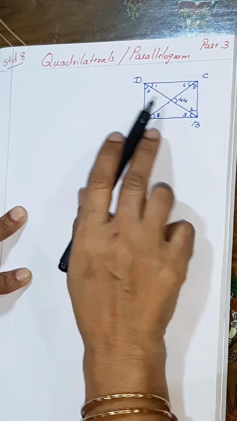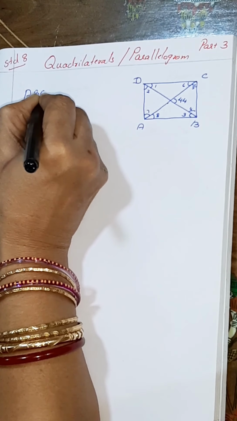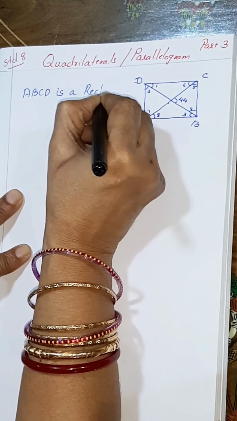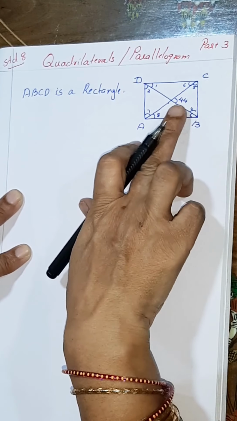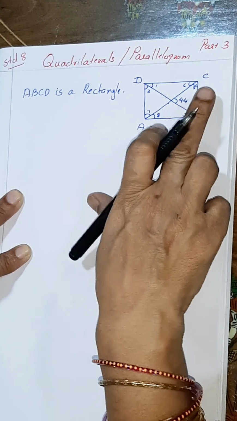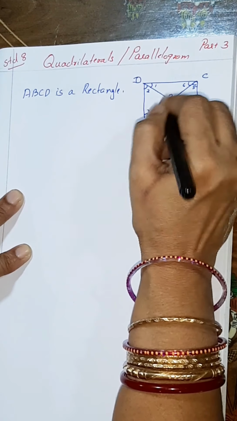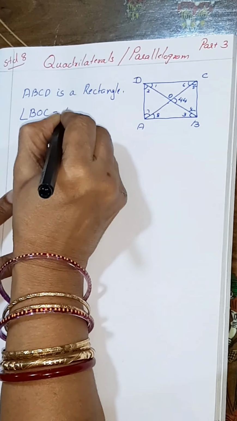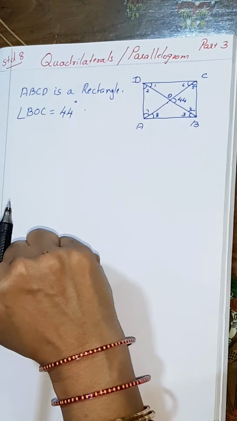Now it is given ABCD is a rectangle. Now this angle is also given. Suppose I give this as O, angle BOC is equal to 44 degrees. Angle BOC equal to 44 is given. Now you have to find all the remaining angles.